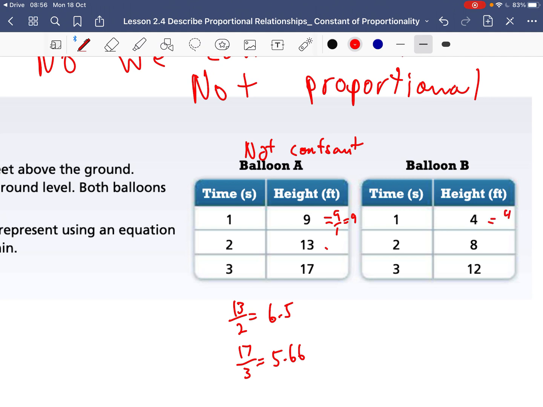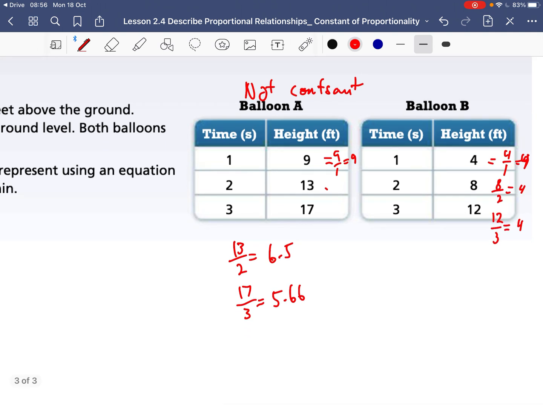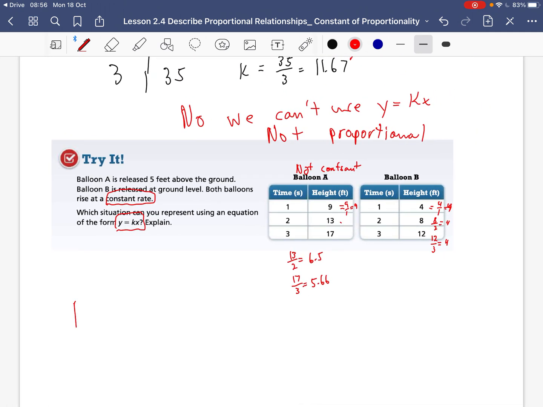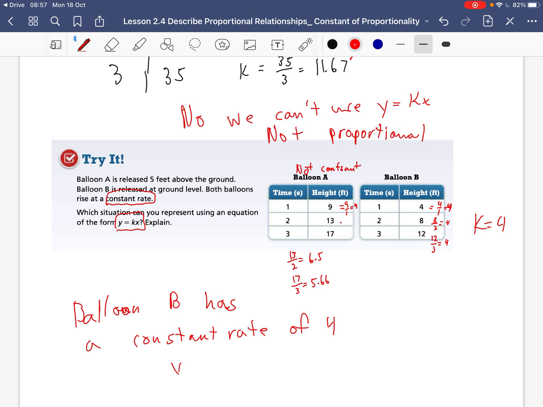Well, let's look at this one. 4 over 1 would be 4. 8 over 2 would be 4. 12 over 3 would be 4. So balloon B has a constant rate of 4, right? Because k is equal to 4. So we can write this equation as y equals 4x.